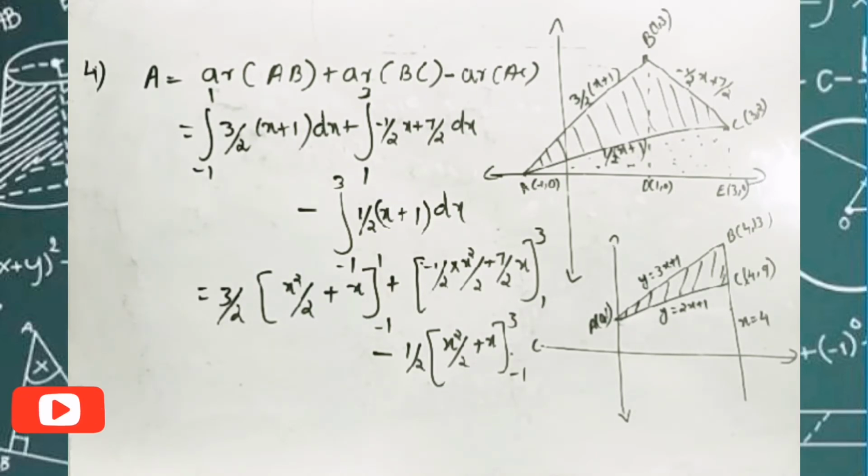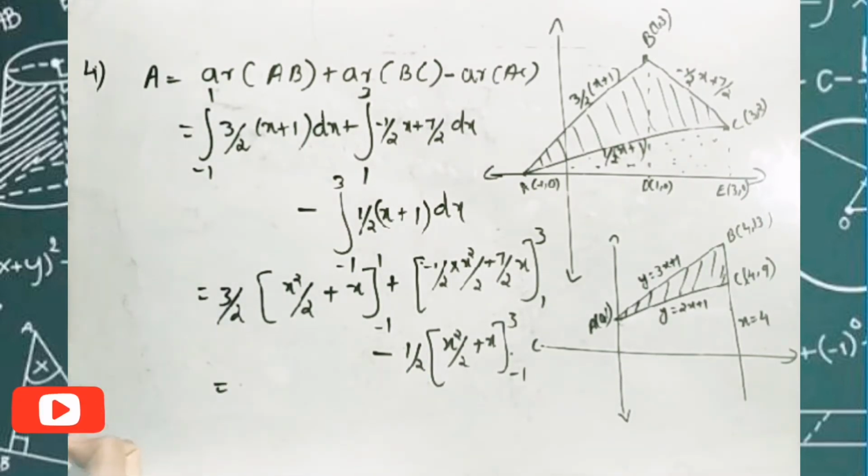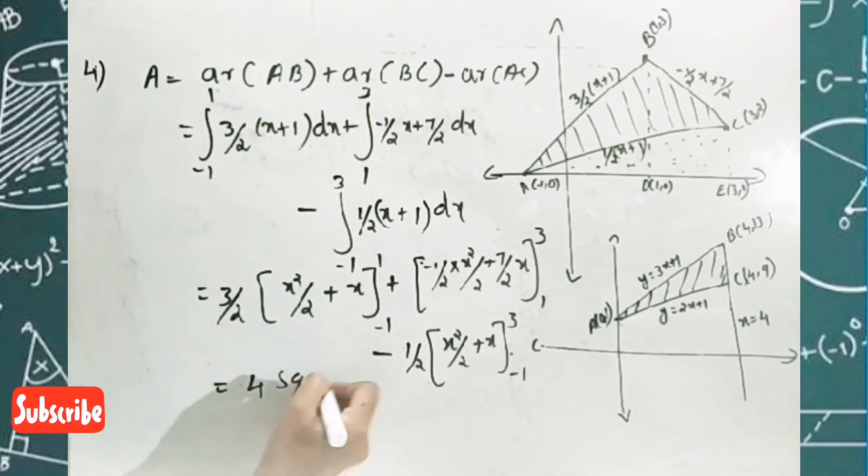So what is the area of the triangle? Here we are taking the area under the line AB plus the area under the line BC, and then that dotted portion is also included, but that is not part of our triangle, so we need to exclude it. That is actually the area under the line AC. Now just apply the upper limit and lower limit, and after simplification we will get 4 square units. That is the area of triangle ABC.